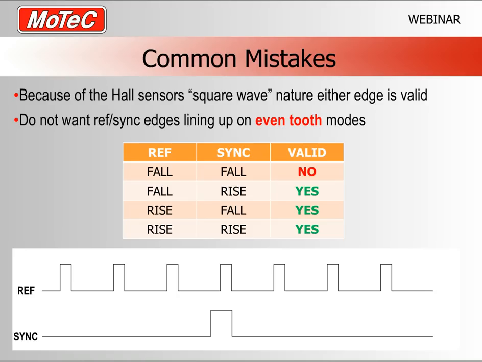First thing to look at: do I have Hall sensors? Do I have the ref and sync edge lining up? This is for even tooth modes only. If you've got a missing tooth mode, then I would suggest that the sync is generally a long way away from the missing teeth, so this won't be your problem. This is an even tooth mode.